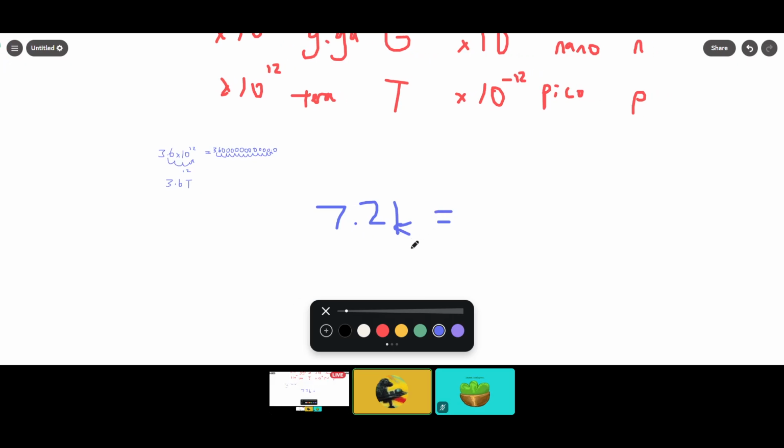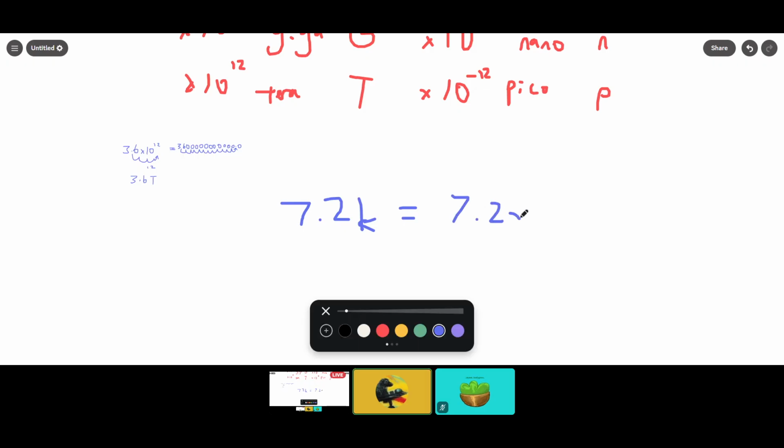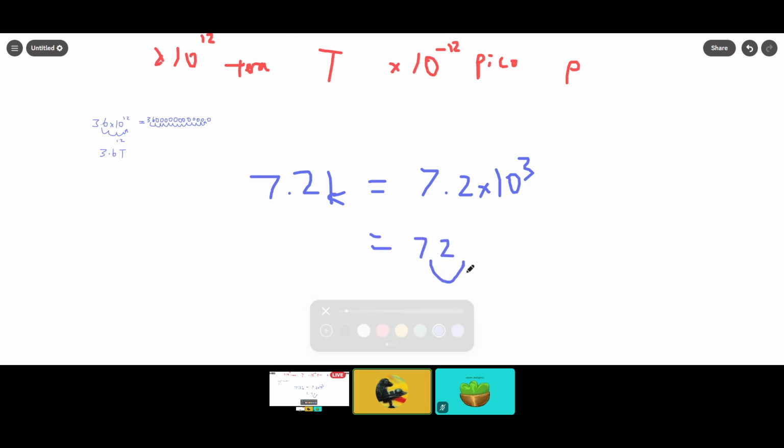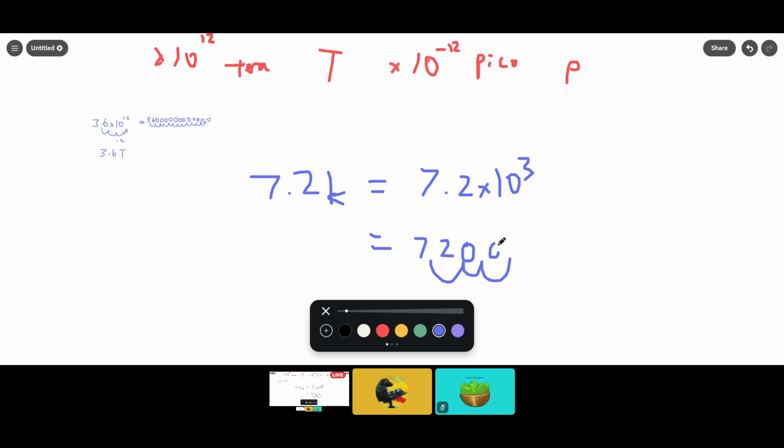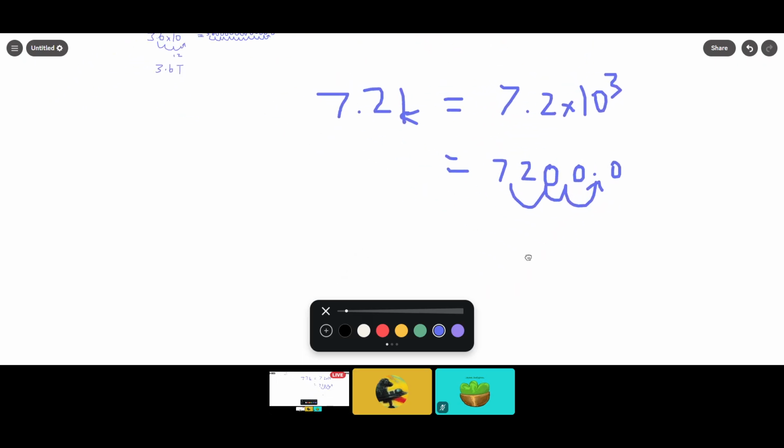Okay, so for kilo, it's times 10 to the power of 3. So we need to move the decimal point 3 times back. So let's do that: 1, 2, 3. And then the answer is 7,200. Let's do another one.